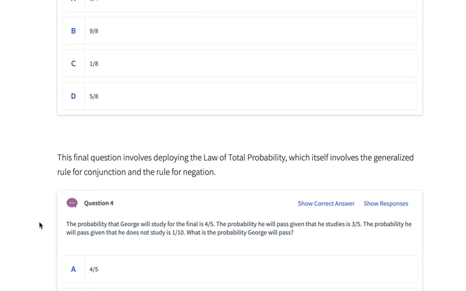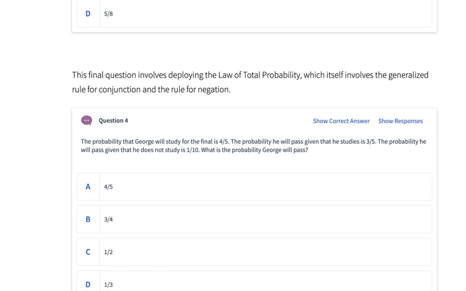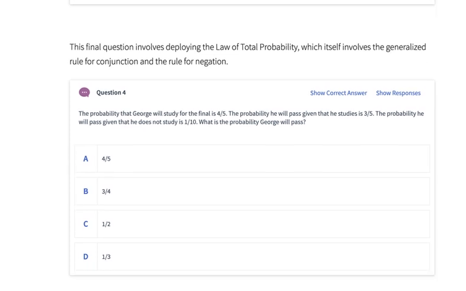The probability that George will study for the final is 4 over 5. The probability that he will pass, given that he studies, is 3 out of 5. The probability that he will pass, given that he does not study, is 1 over 10. Now, given these probabilities, what is the probability that George will pass?